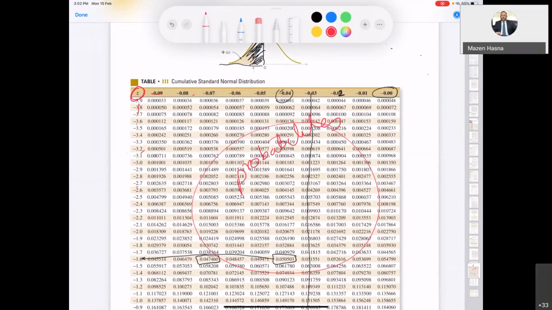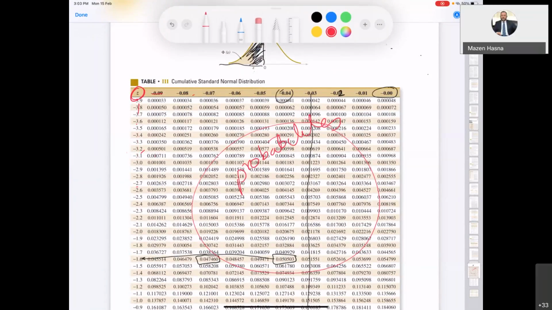Doctor, will this table be given in the final? Yes, in any exam or quiz. For the quiz of next week, if I ask you something from the table, I will give it to you. It will be with you in the exam.